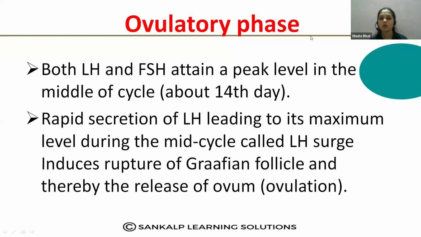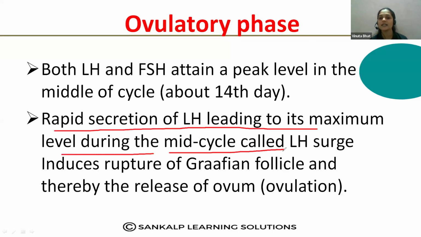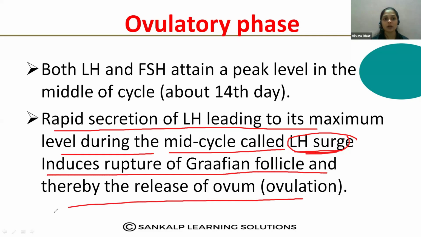So when this ovum is released, rapid secretion of the LH leading to its maximum level during the mid of the cycle called LH surge. What is LH surge anta karitare? LH surge andre ಏನು, rapid secretion of the luteinizing hormone. That is when it occurs in the mid of the cycle, that induces the rupture of the Graafian follicle and release of the ovum. Graafian follicle rupture agi ovum release agatte. That is called as a ovulatory phase.